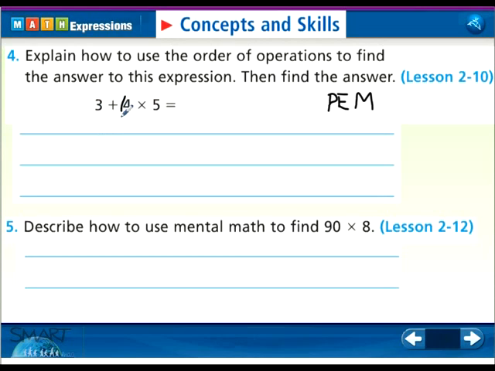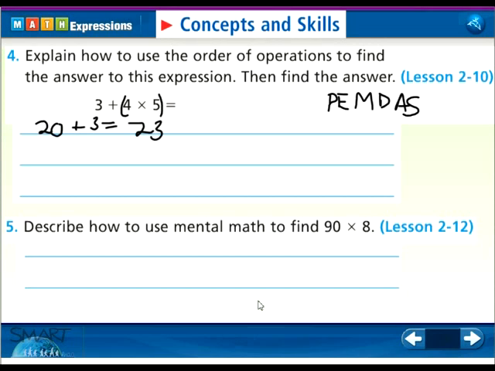4 times 5, we're going to do this one first, is 20. 20 plus, we have to put division here, division, then addition, and then subtraction. So 20 plus 3 equals 23. Now we use the order of operations to find the expression. So 23 goes right there.